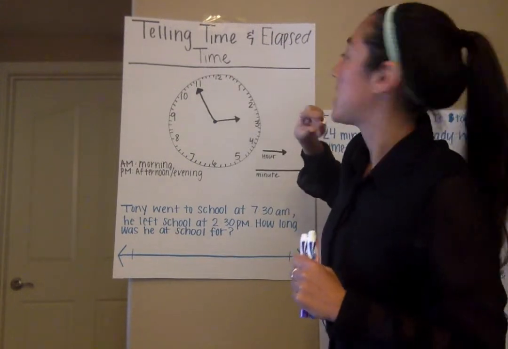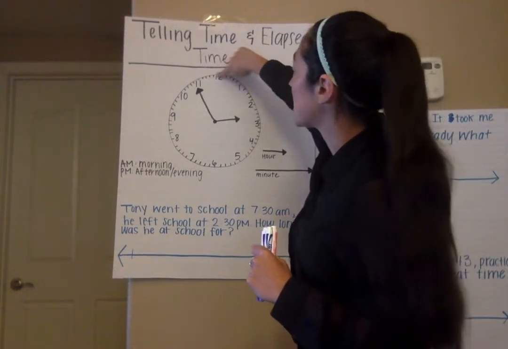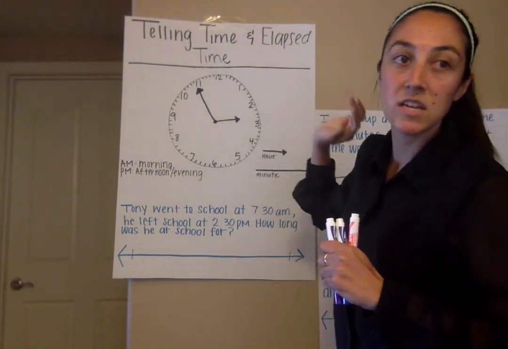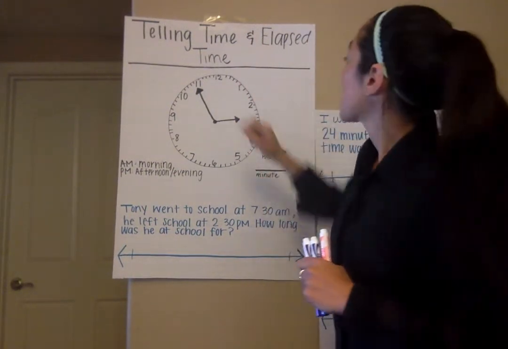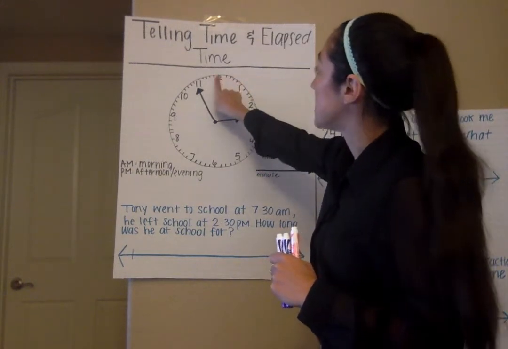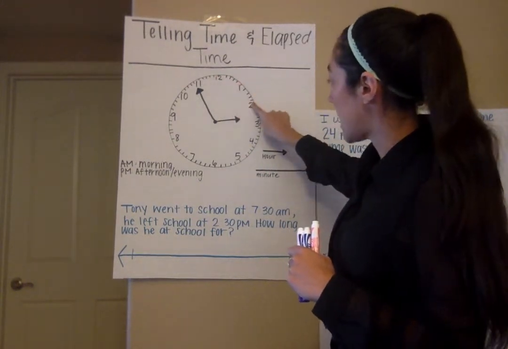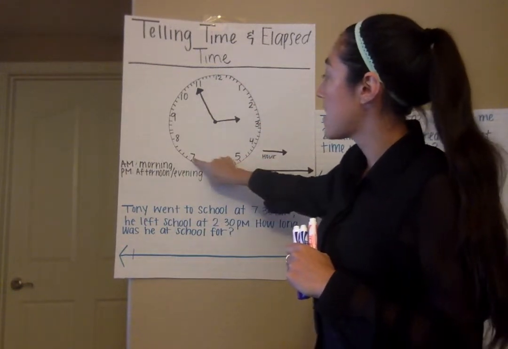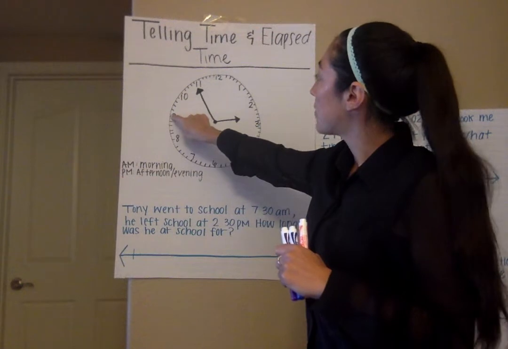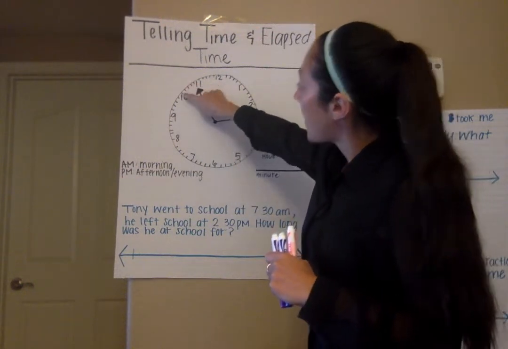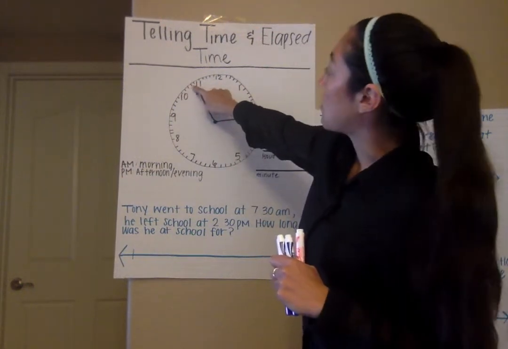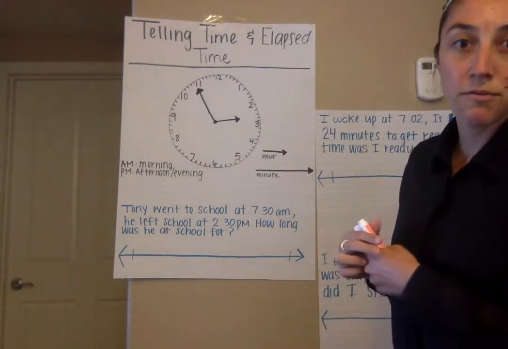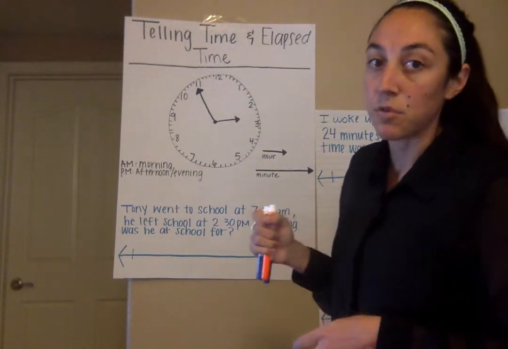So when we count by minutes, it's also a really good idea to start at the 12 and count by 5s, and then count by 1s until the closest minute. So for example, start here: 0, 5, 10, 15, 20, 25, 30, 35, 40, 45, 50, and then 51, 52, 53, 54. So right now my clock is showing 2:54. Not 3:54, but 2:54.